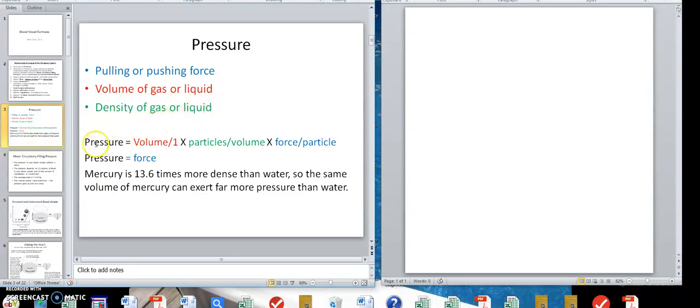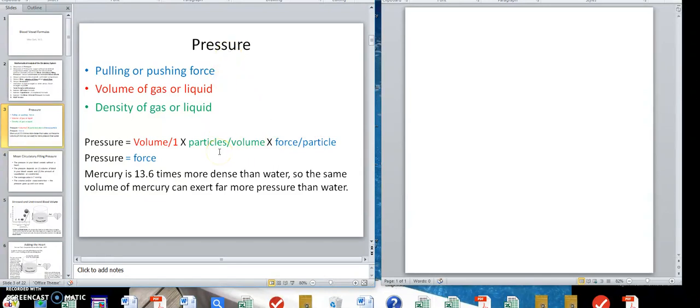I'm going to say that pressure equals volume times density, in green, times the force. Okay? And pressure, so if you do this mathematically, volume over 1 times particles and so forth, everything would cancel out. Volume would cancel with this. Particles would cancel with this. So what would be left is force, which is the pressure.